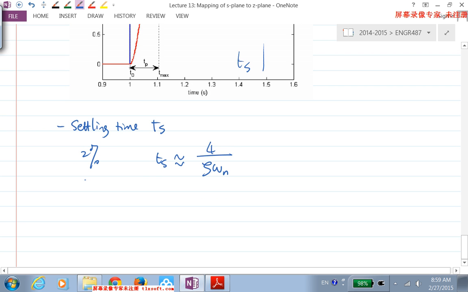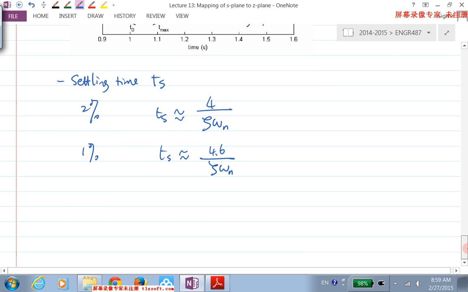There's also 1%, but I think we're going to use 2%. For 1% it is 4.6 over zeta omega n. So essentially you say, I need a settling time of 4 seconds, for example. This is how you design your zeta and omega n to meet that requirement.